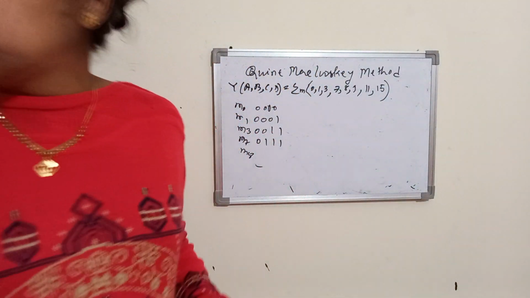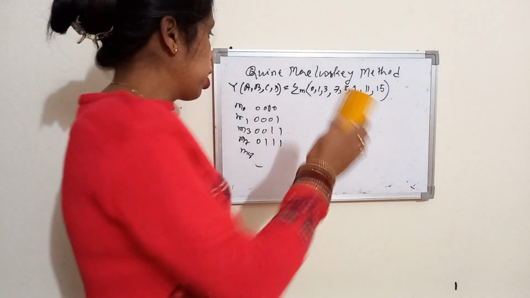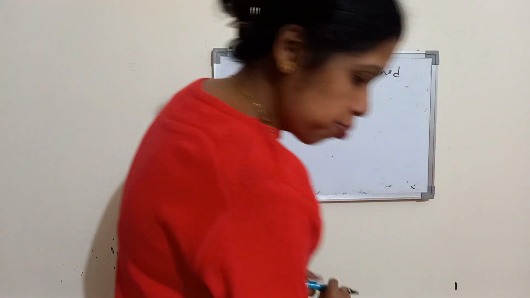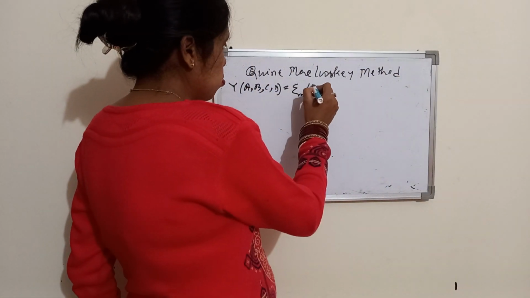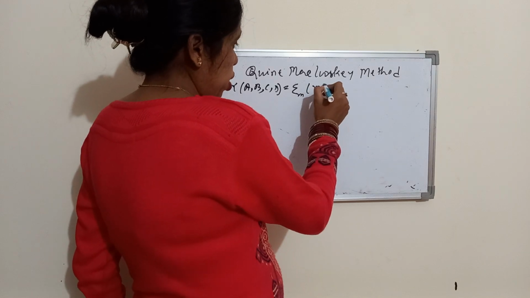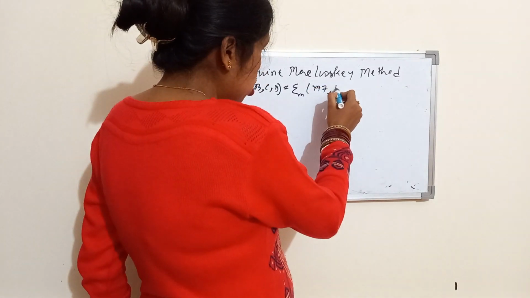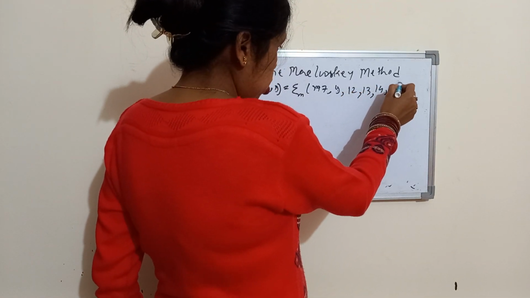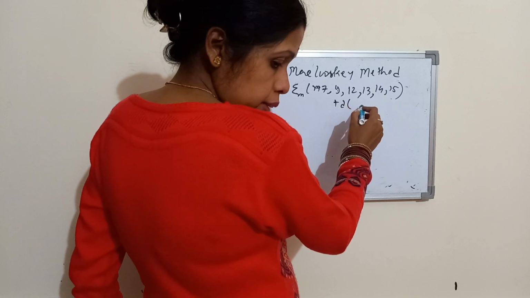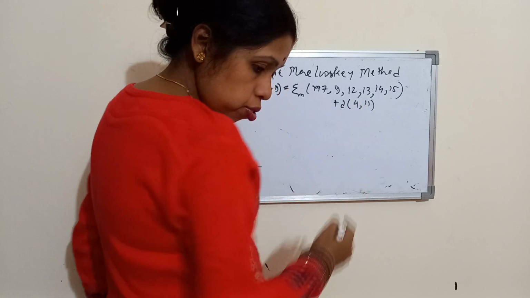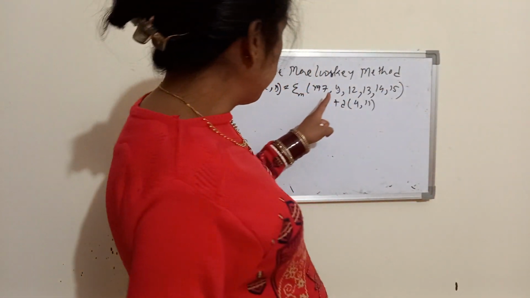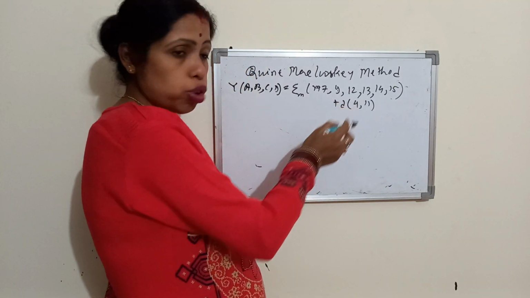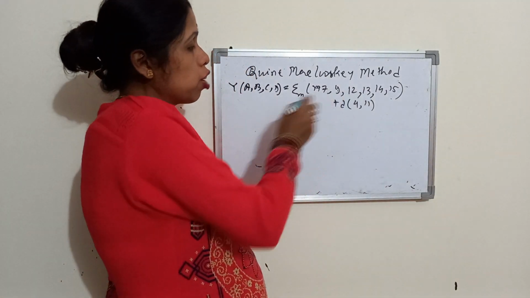I will not do this one; I will do one more example which has don't cares. So I am doing one more example with don't cares. The min terms are 7, 9, 12, 13, 14, 15. Along with this, I have don't cares 4 and 11. So these are my min terms, and these are my don't cares.